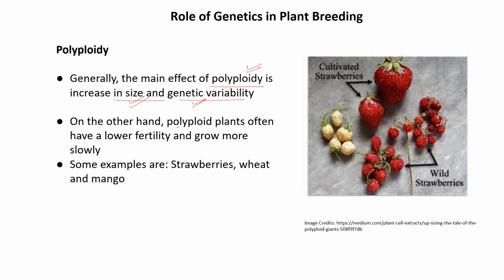On the other hand, polyploid plants often have a lower fertility and grow more slowly. So this is the drawback, that they have lower fertility and grow slowly as compared to the diploid one. Some of the examples are strawberries, wheat, and mango. So in these plants, polyploidy has been generated.